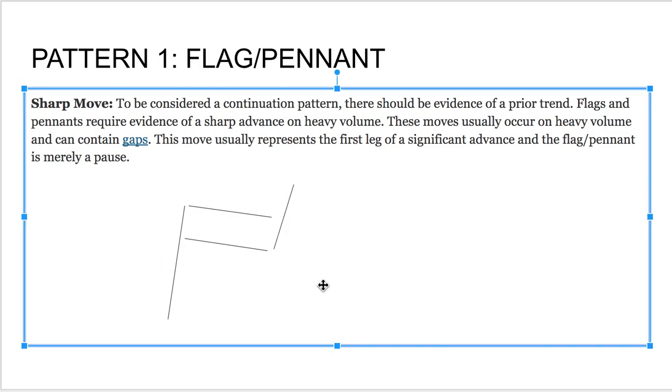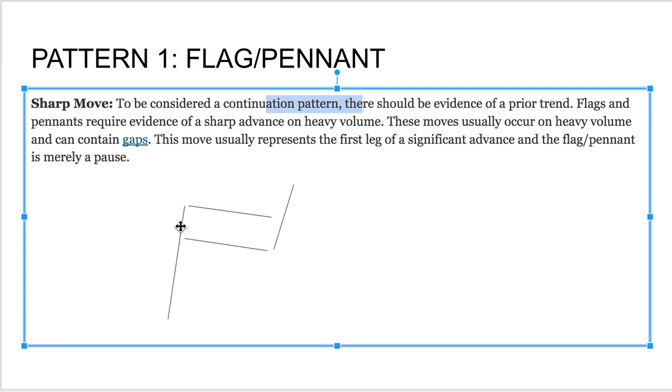So in terms of this kind of chart pattern, the first thing you always want to take a look at is a sharp move. To be considered a continuation pattern, there should be evidence of a prior trend, right? If it's a continuation move, of course, there has to be a prior upside movement before you can say, hey, it looks like a flag pattern. And flags and pennants really require heavy volume, right? So not only does it require a sharp move, but also a lot of volume going with it.